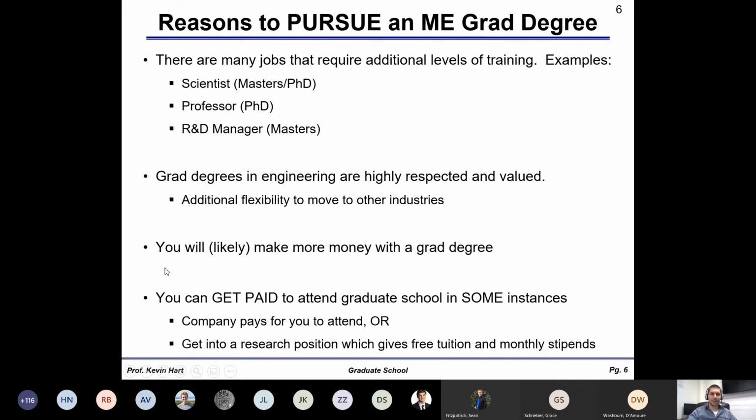You'll likely make more money with a grad degree. Just the truth. You can get paid to go to graduate school. More on this in just a second. Either through companies that pay you to go to graduate school, or you can get into a research position in graduate school where a professor at a university basically pays you to do a research project. Okay? So those are some great reasons to do an ME degree.